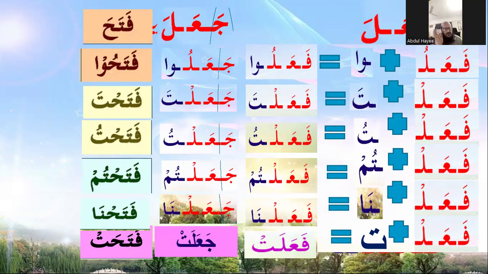Fa'ala, fa'alu, fa'alta, fa'altu, fa'altum, fa'alna, fa'alat. Ja'ala, ja'alu, ja'alta, ja'altu, ja'altum, ja'alna, ja'alat. Fataha, fatahu, fatahta, fatahtu, fatahtum, fatahna, fatahat. So it is not about memorizing the verb. You have to memorize the signs: waw, ta, tu, tum, na. They are easy. Just pick the three letters of any verb and attach them. You will get the complete table.